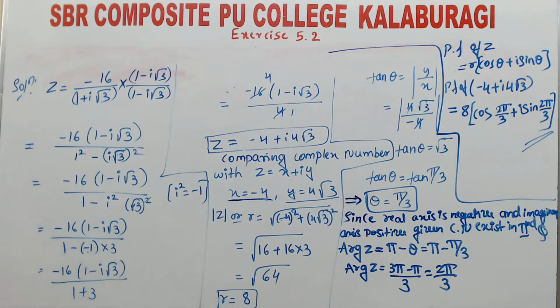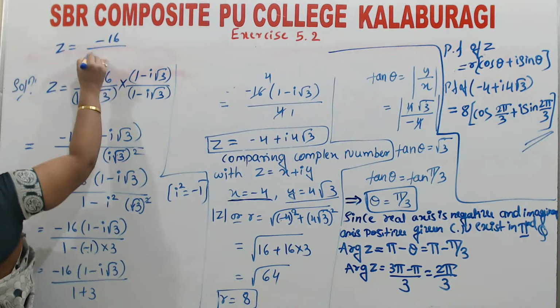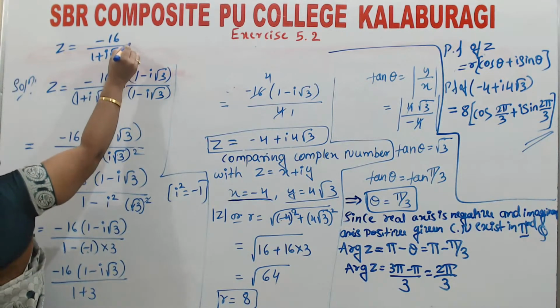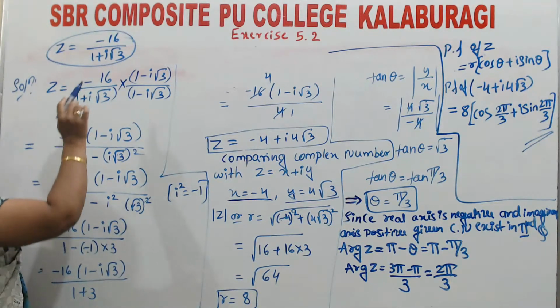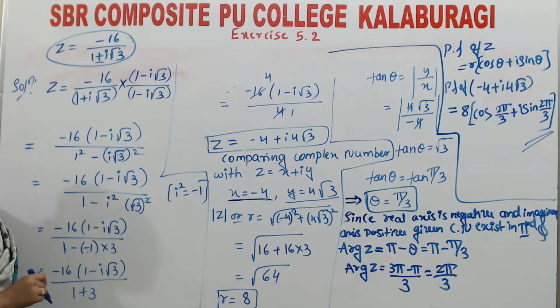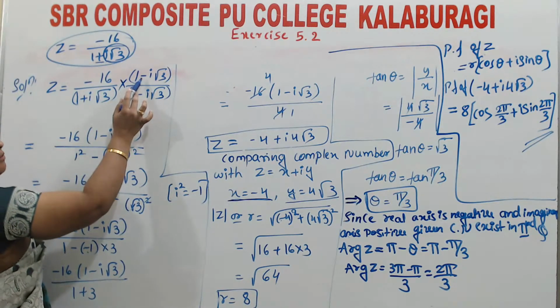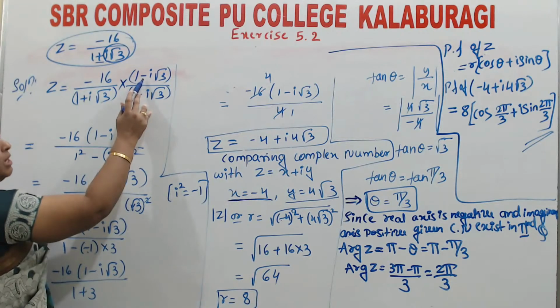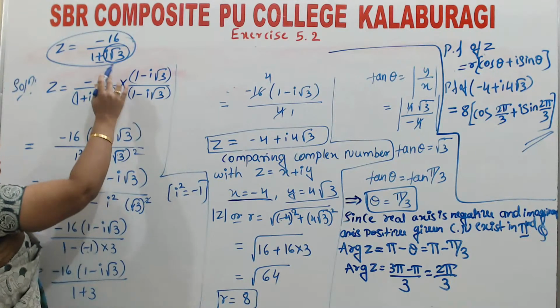What is our given complex number? The given complex number z is equal to minus 16 divided by 1 plus i into root 3. This is our given complex number, right? The denominator is an imaginary term. If the denominator is imaginary, we have to rationalize, right? Therefore, if we are rationalizing, we have to write the conjugate of the denominator. For the conjugate, we change the sign of the imaginary term. That is minus i into root 3. Multiplying and dividing by the conjugate of the denominator.